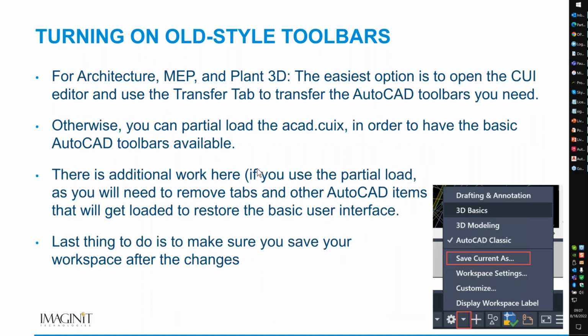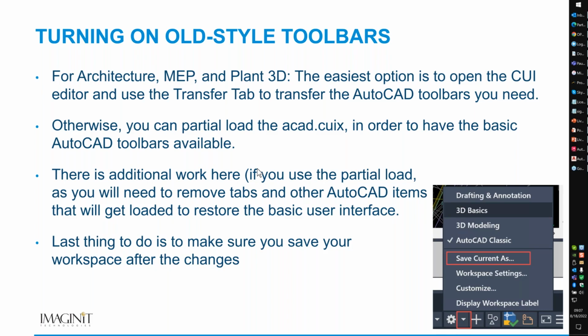Now for architecture, MEP, and Plant 3D, the easiest option is to open the CUI editor and use the transfer tab to transfer the AutoCAD toolbars that you need or want. The other option is you can partial load the AutoCAD CUIX. This is in order to have the basic AutoCAD toolbars available, but if you do use the partial load, there's additional work here as it will load all of the AutoCAD tabs in your ribbon and all of the AutoCAD menus. Usually you have a little cleanup to restore the basic user interface or how you normally like it.